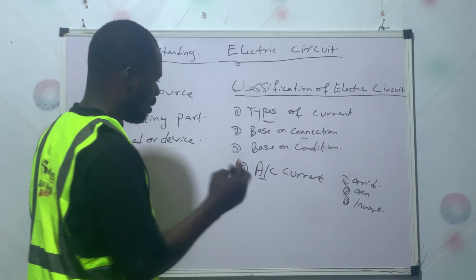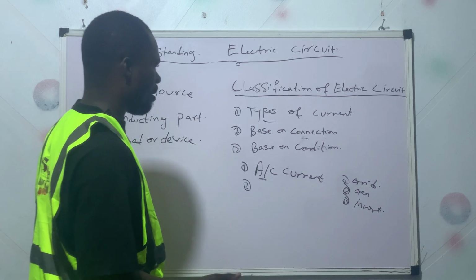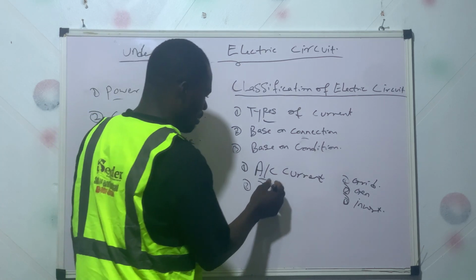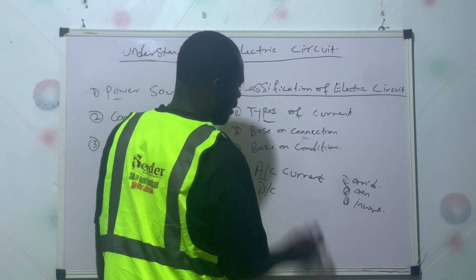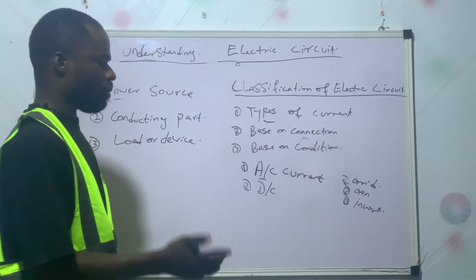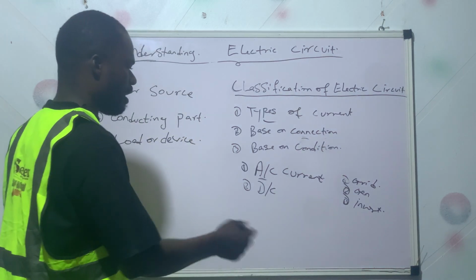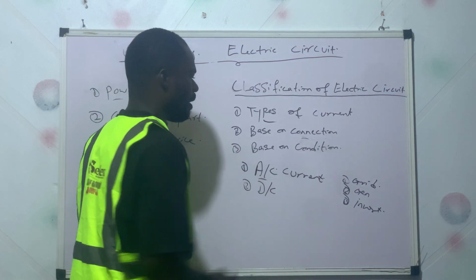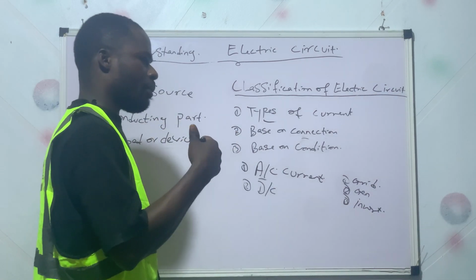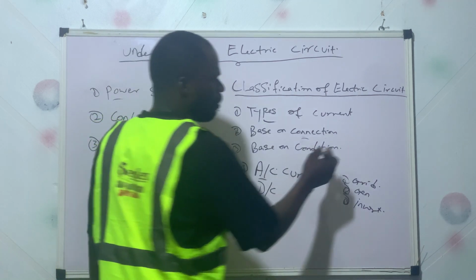Now we talk about the second type of current, which is your DC current. Your DC current is the type of current that moves in a straight path. It does not change direction. It moves forward in a straight path, unlike AC current that changes paths. In your AC current, the number of times that it changes paths per second is known as frequency.